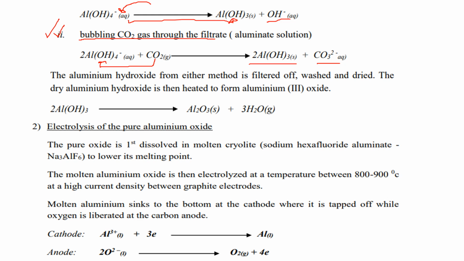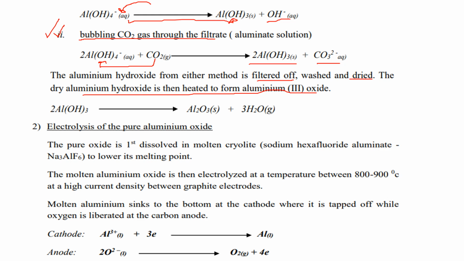So we are saying that the aluminium hydroxide from either of the methods that we have used above is filtered off and washed and dried. The dry aluminium hydroxide is then heated to form aluminium trioxide. Now this is what we call the purification process. Now remember, our ore is in terms of aluminium oxide attached to water.